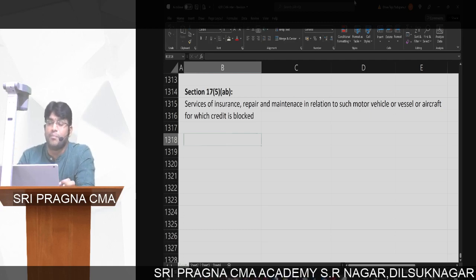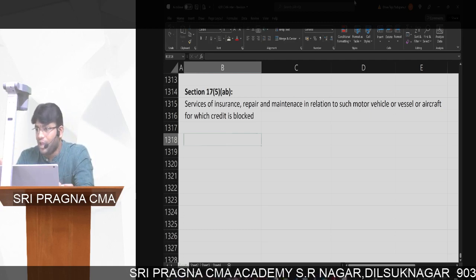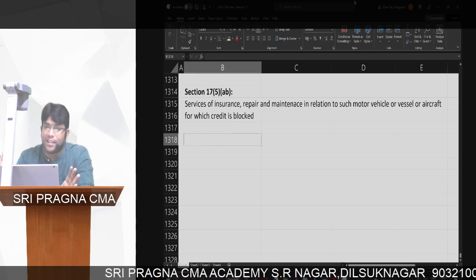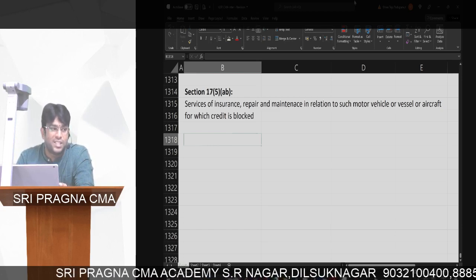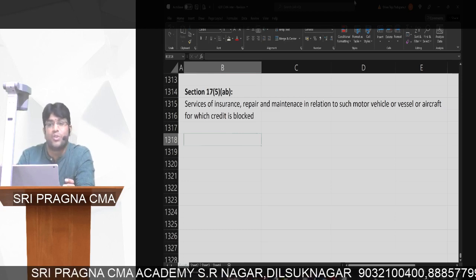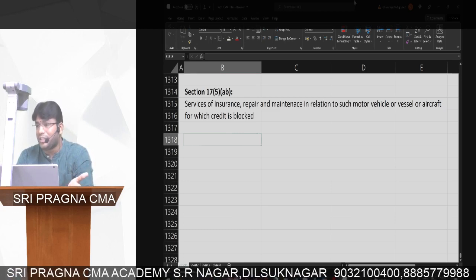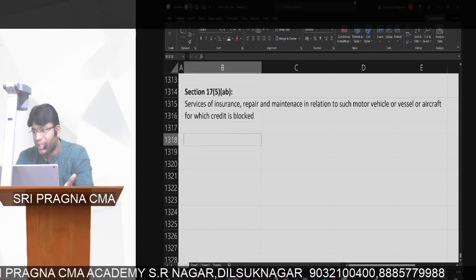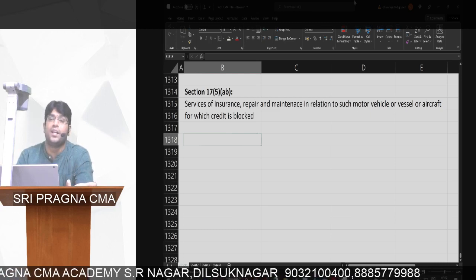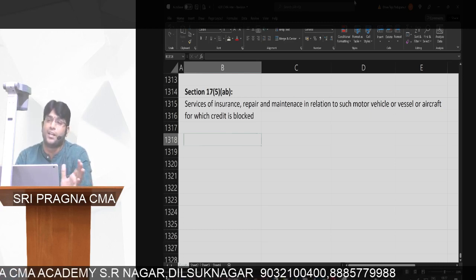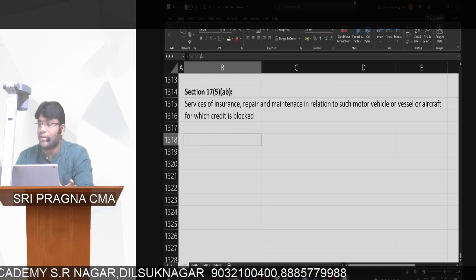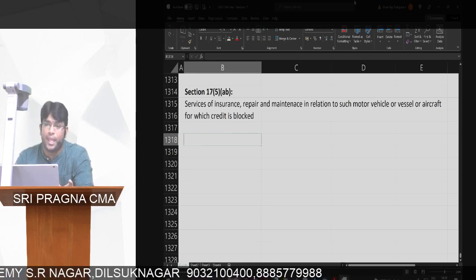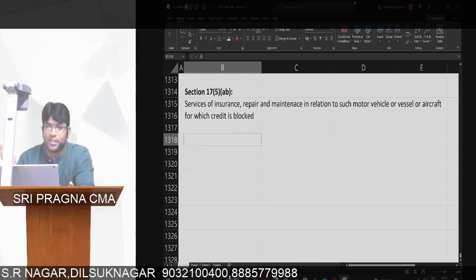If one software company purchases a 50-seater bus, whatever GST they pay on that bus, can they take credit? Yes. If they send that bus for servicing, whatever GST they pay on that repair bill, that also they can take credit. When you can take credit on the vehicle, you can take credit on the servicing bill also. When you can't take credit on the vehicle, you can't take credit on the servicing bill also. Vehicle bill is blocked under 17.5A, service bill is blocked under 17.5AB. This is the latest point.